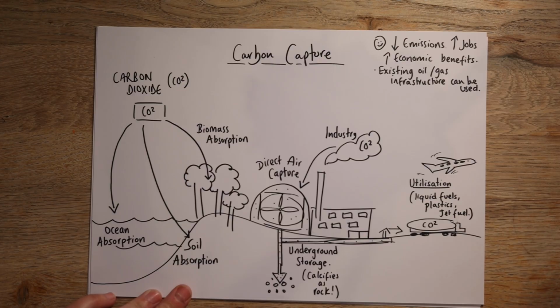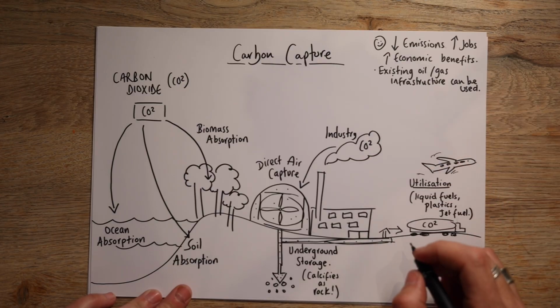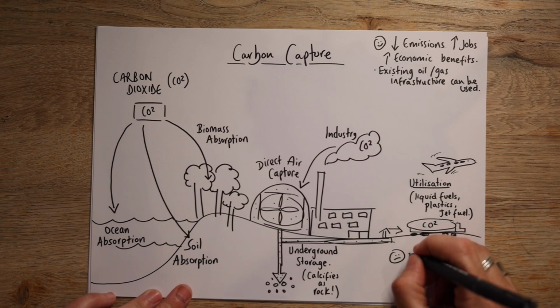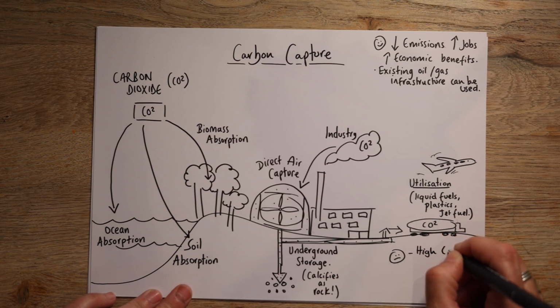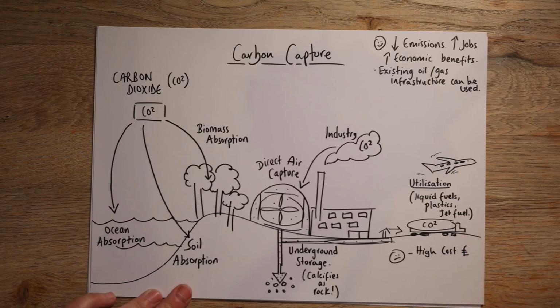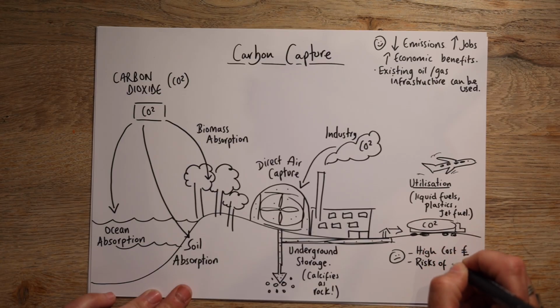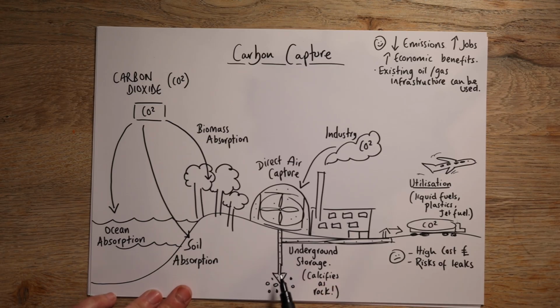Now, there are some negatives. Just don't know where to put them. I'm going to go down here, I think. So, what are our negatives? Well, high cost. And that's true with any of these new technologies. There are also risks of leaks. So when it is piped down under the ground before it calcifies, which takes years and years, it could leak into drinking water, which is not good, and that's a risk to public health.